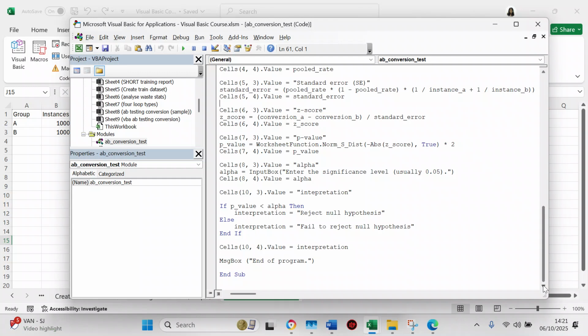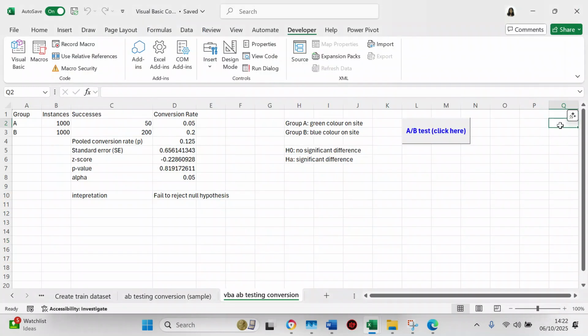So if p-value is less than alpha, then interpretation equals reject null hypothesis. Else, interpretation equals fail to reject null hypothesis. End If. So cells 10,4 .Value = interpretation. MsgBox end of program, End Sub. So that's basically the code that we're using to do this. And since the p-value is greater than the alpha, you're going to fail to reject the null hypothesis.